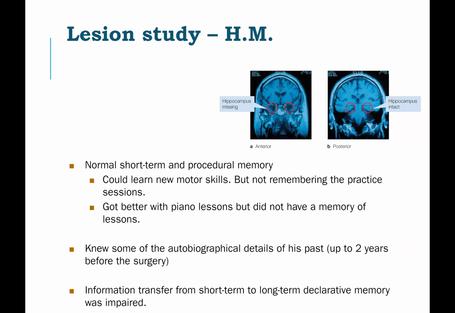He actually remembered autobiographical memories up to 2 years before the surgery. So he remembered who he was, like where he went to school, maybe, and all the other stuff about his life up to 2 years before the surgery. But from that point on, he could not form any new memories. So you could see here, this is the case where the hippocampus are missing from both sides. And then this is what an intact brain would look like with the hippocampus in place.